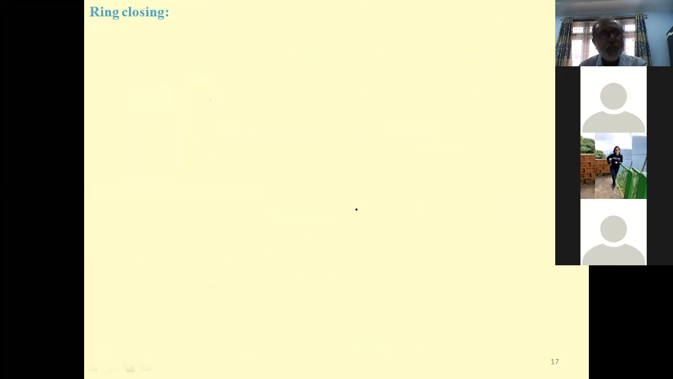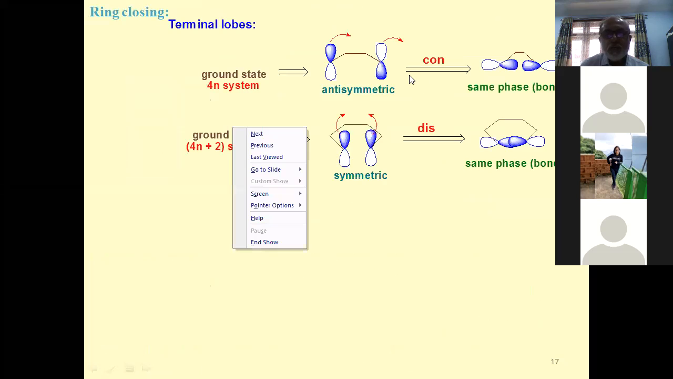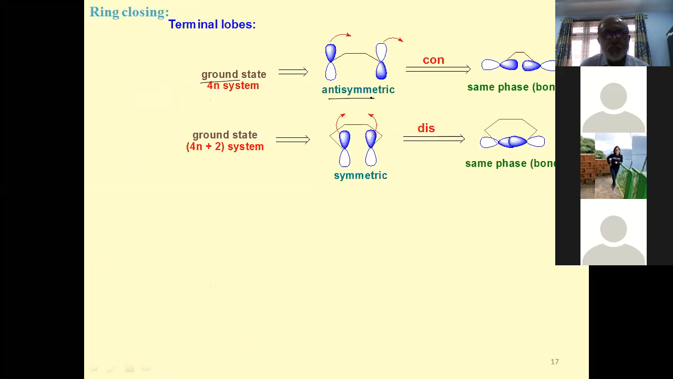Let us see ring closing. So this is what happens. Terminal lobes, when it is ground state, it is gone. Ground state, antisymmetric, this will be con. The rotation has to be con. What it is, you just get it from here, TOD. This is ground state 4n system. 4n system is what? It is even. So this has become even.